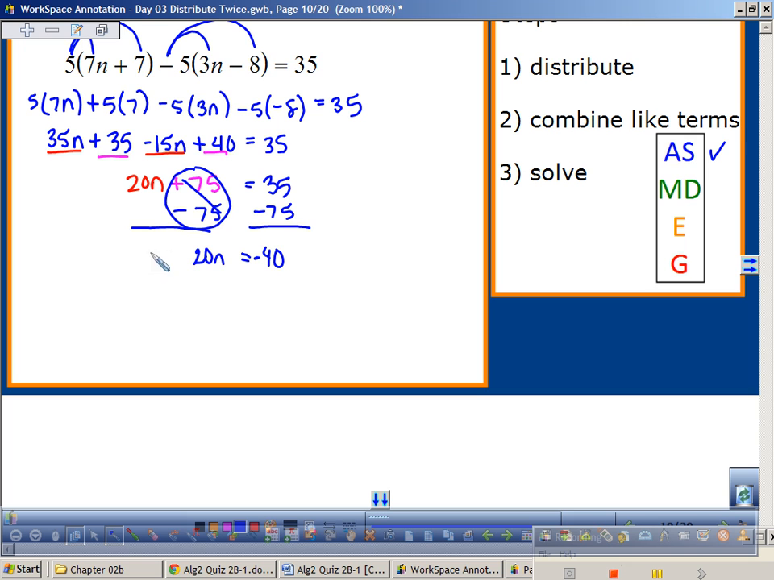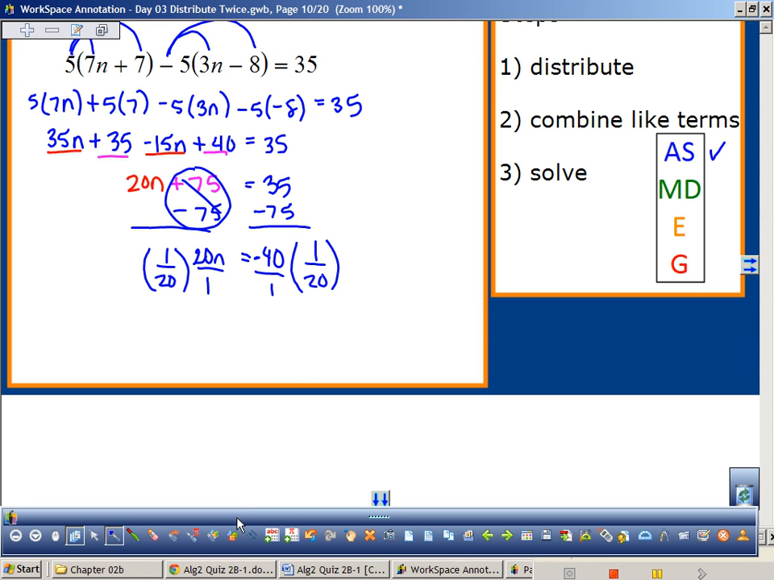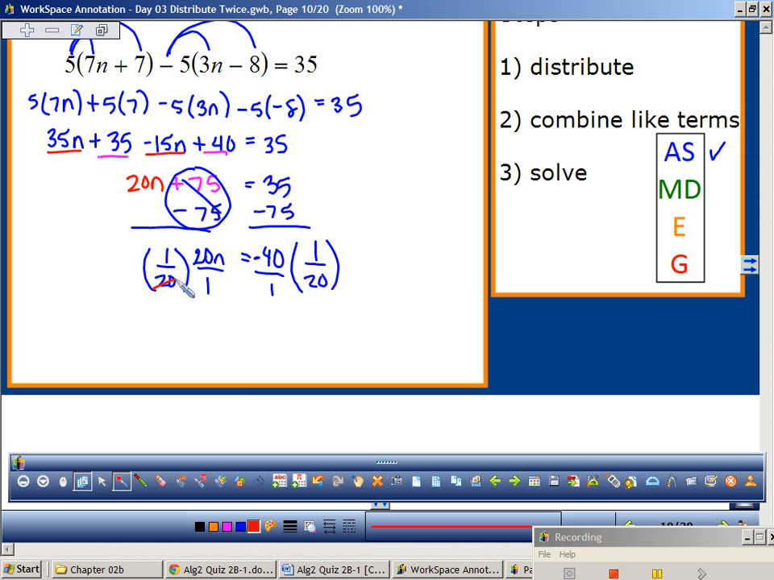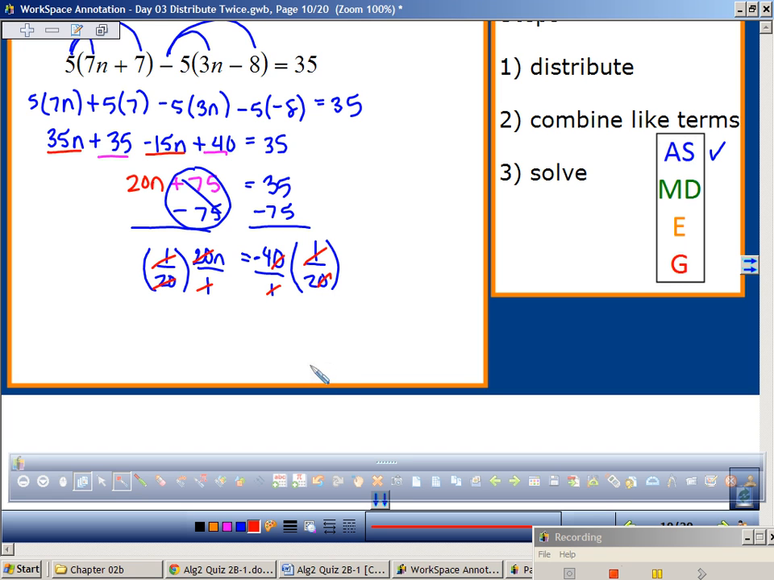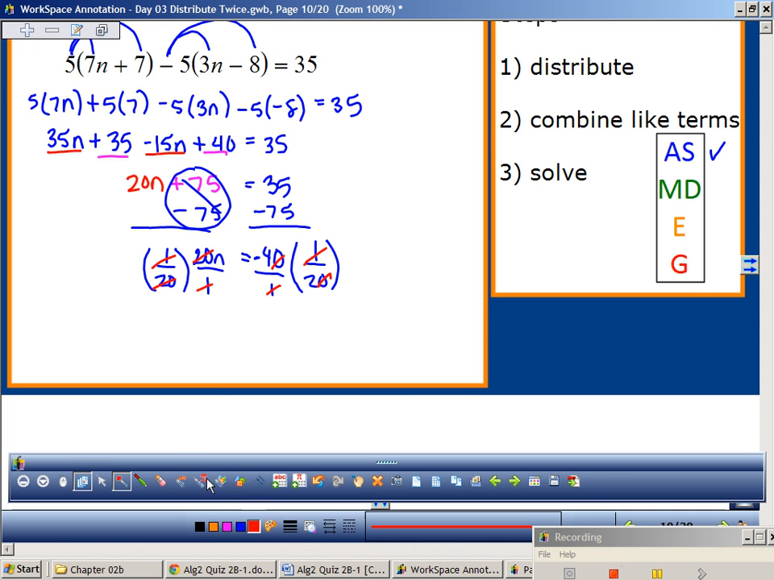So now I'm going to multiply by the reciprocal, which is 1 over 20. This is over 1, over 20. This is over 1. My 20s. 20 divided by 20 is 1. 1 divided by 1 is 1. 10 divided by 10 is 1. So I'm left with negative 4 over 2, which is negative 2.